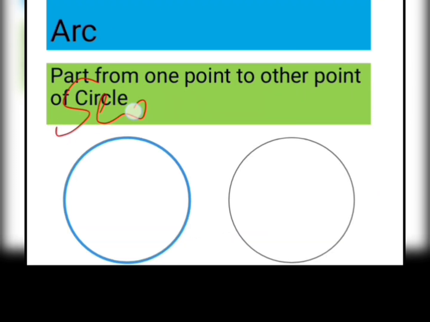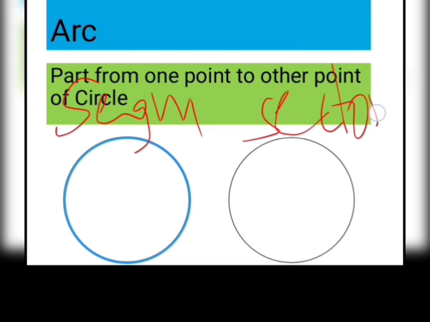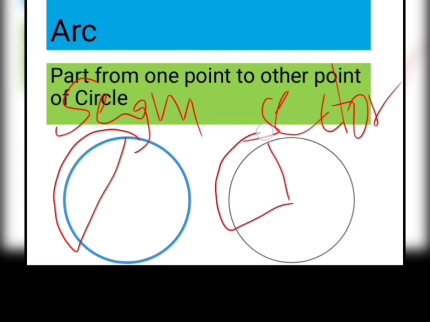Difference between segment and sector. Segment is the one which has area enclosed between chord and the arc. Sector is the one which is the area enclosed between two radii and the arc. This concept should be clear before answering objective type of questions.